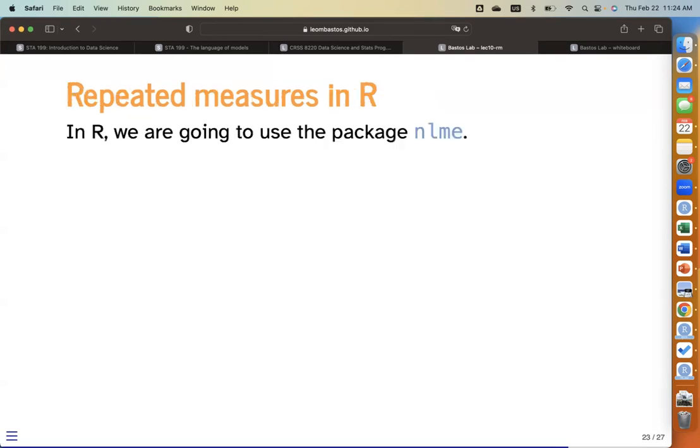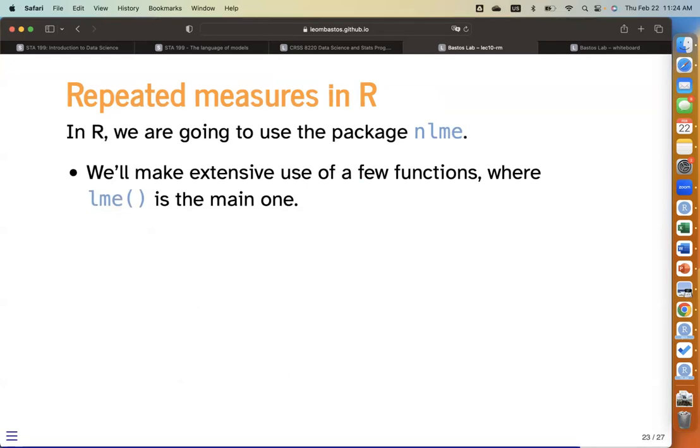So in R, we're going to be using a package. Okay, so this is all the theory about it. Now, how do we implement this in R? So we're going to be using this package called NLME. I don't know if I asked you to install it yet. I don't think so.